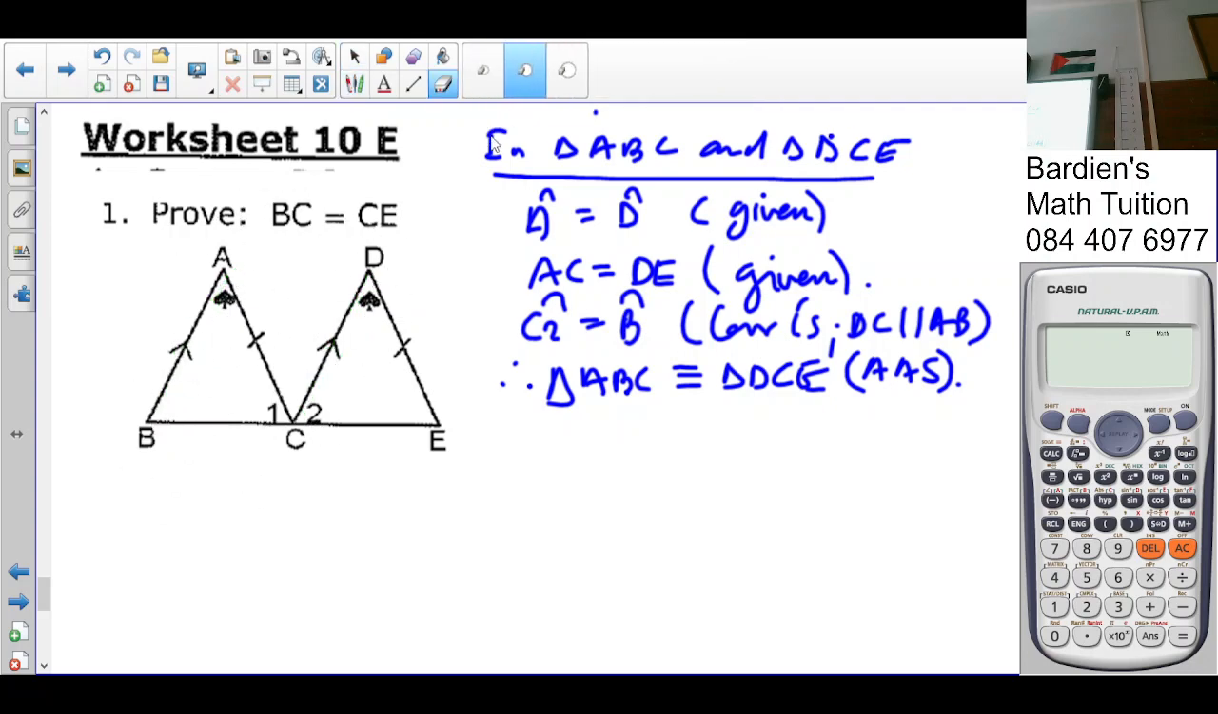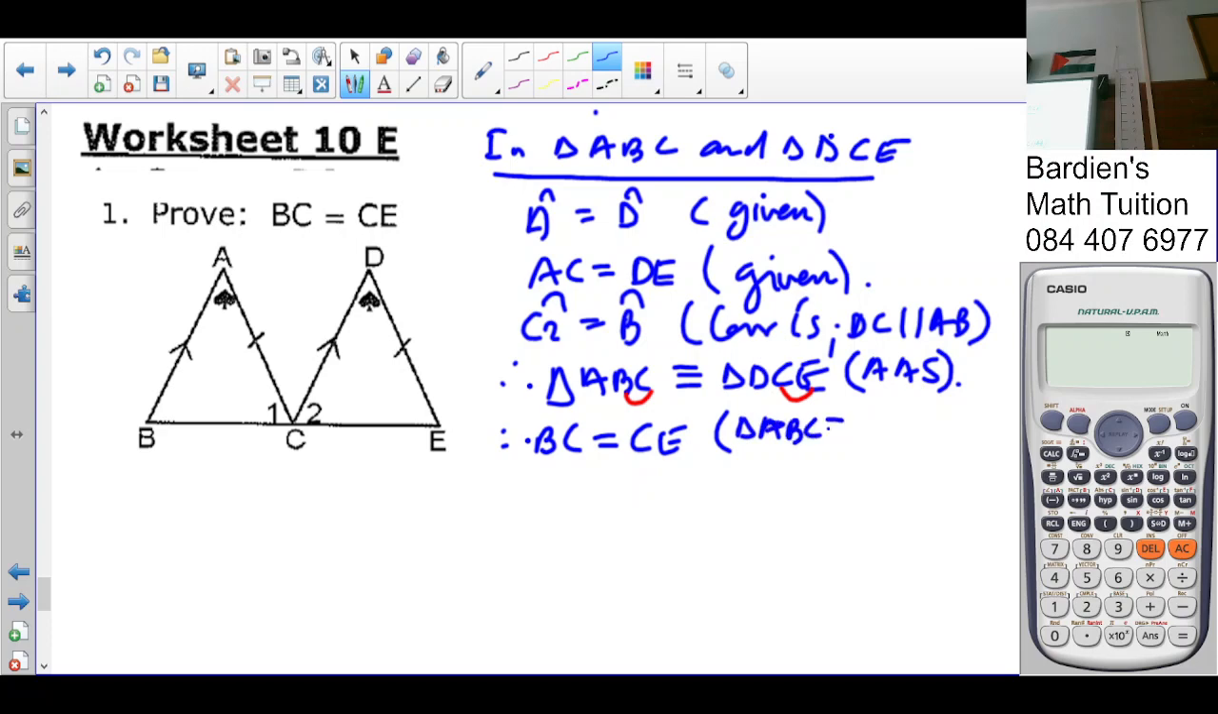Now I can answer the question. What's the question? You see this BC. So BC is the same as CE. Can you see that? That is why order is important. So therefore, BC is equal to CE. And your reason here is that triangle ABC is congruent to triangle DCE. Okay. Any confusion there, people? No?